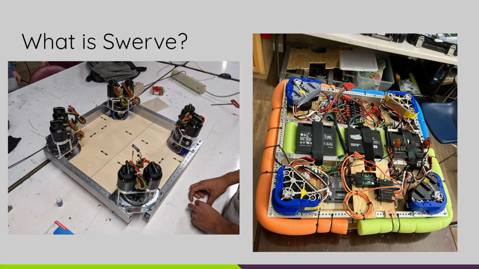Okay, so let's start with what Swerve actually is. Swerve is a type of drivetrain which allows the robot to basically move in any direction it wants while spinning. It consists of four different modules, as you can see in this example, positioned in the four corners of the robot to allow the robot to move.